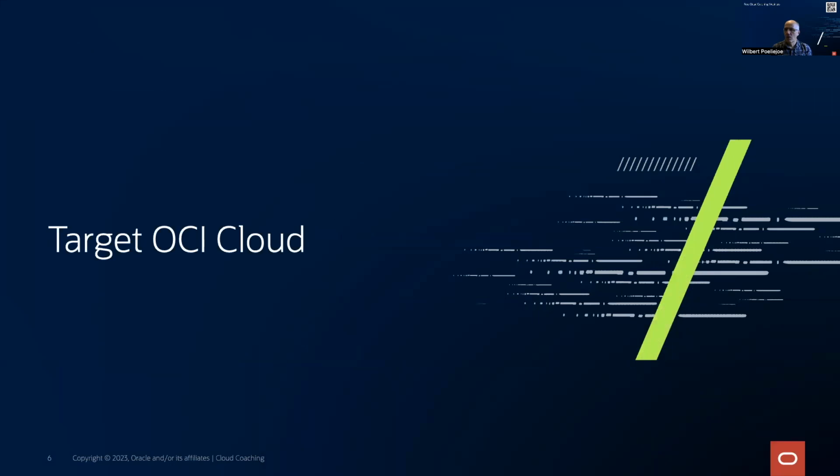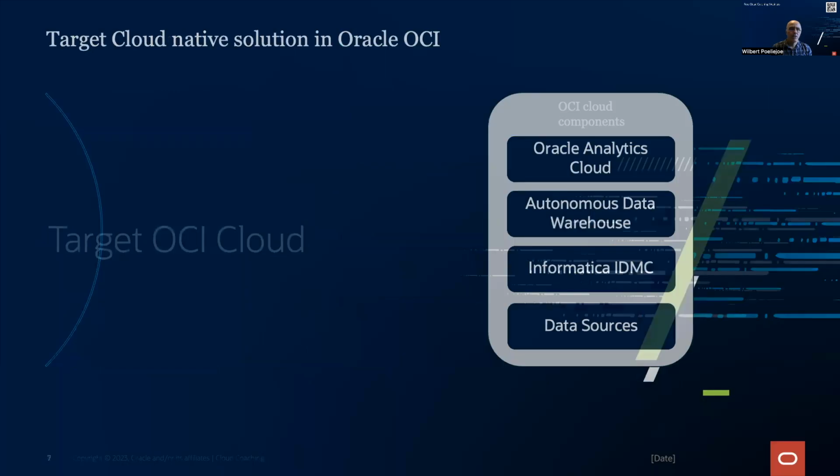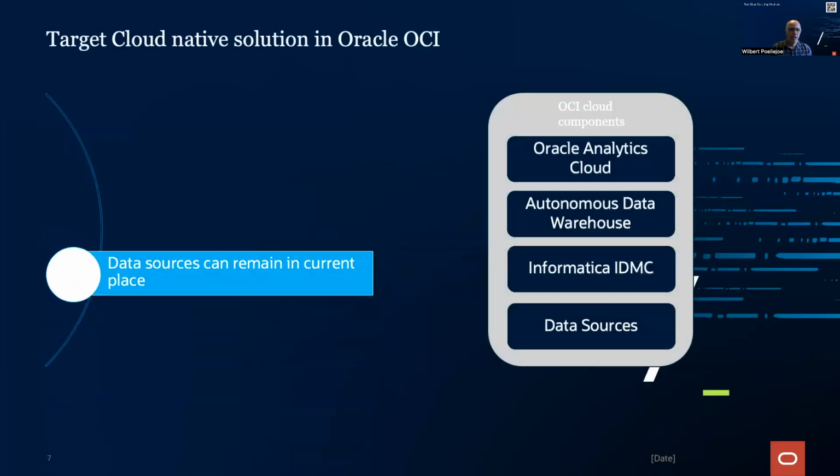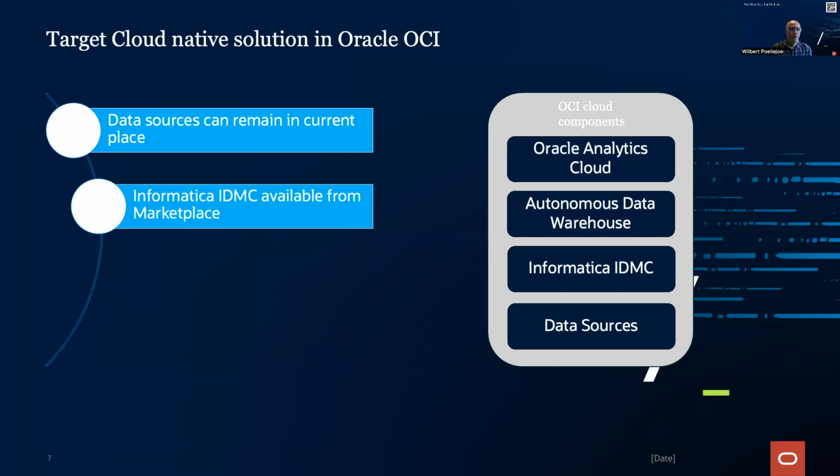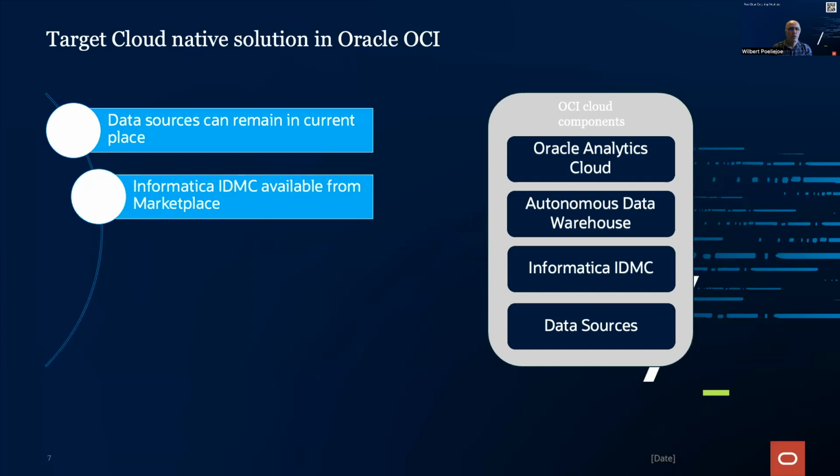Okay, and how then do we see the new target OCI cloud solution? In the target we have the data sources. They can remain in the current place. They can also, of course, be migrated to Oracle OCI if possible, but that's not part of this session.